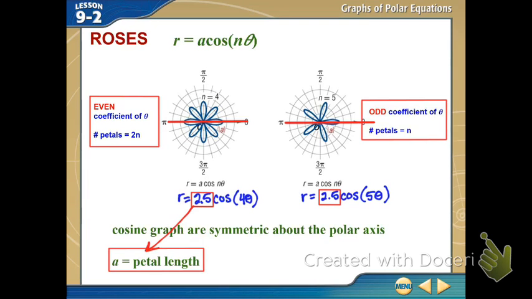The only thing that's different between sines and cosines when you make roses are the symmetries, right? So you'll notice that for cosine, your petals are always going to be around the polar axis. It's going to slice this petal in half. That's going to be your first petal right there. Right, there's your first petal.